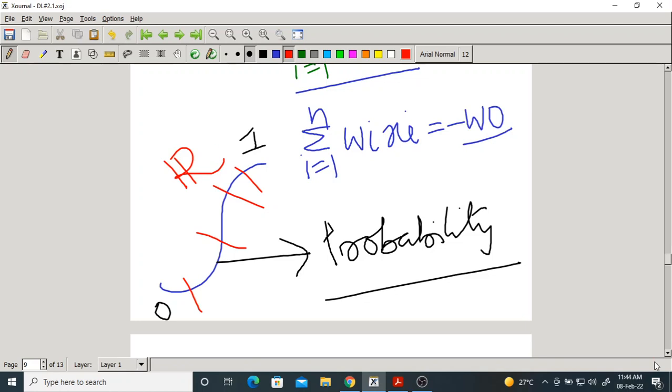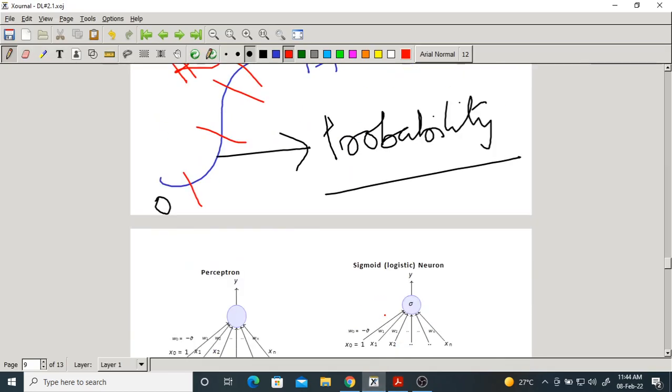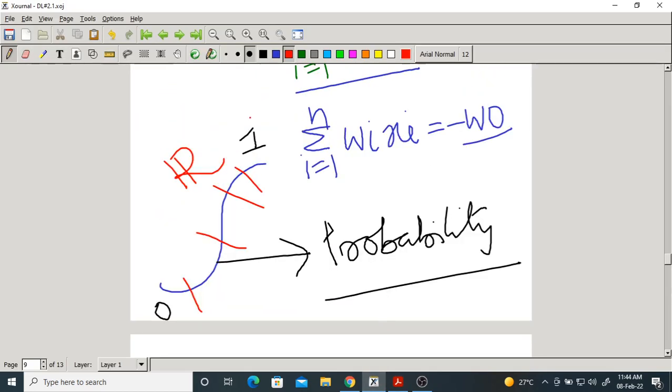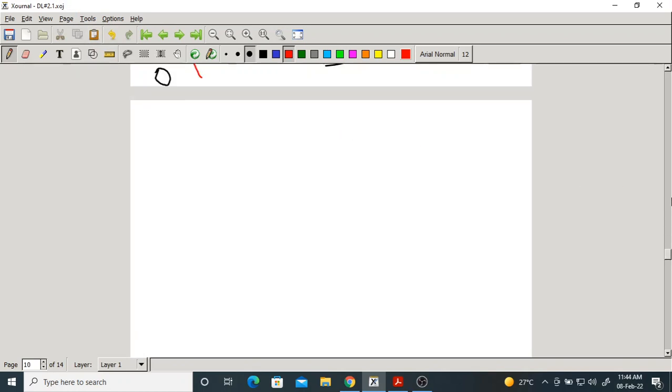Which means it is something like giving a probability of liking the movie, not simply saying I like or I don't like. So we don't give harsh or drastic decisions. Instead of a like or dislike decision, we get a probability of liking the movie.